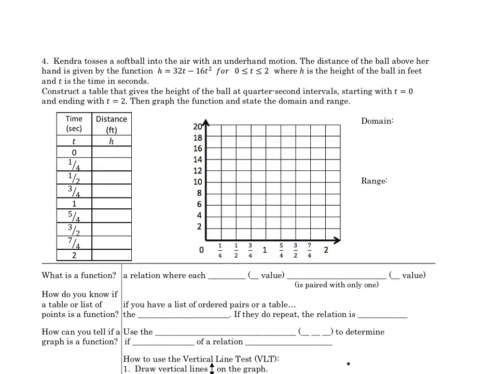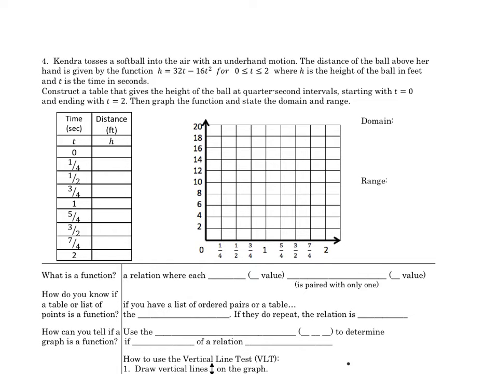Okay, so we have example number 4. Kendra tosses a softball into the air with an underhand motion. So I want you to think about a softball being thrown. It's going to be a curve, so we're going to end up with a quadratic function. The height of the ball above her hand is given by the function h equals 32t minus 16t squared, for t between 0 and 2, where h is the height of the ball in feet and t is the time in seconds. So we're looking at seconds from 0 to 2.